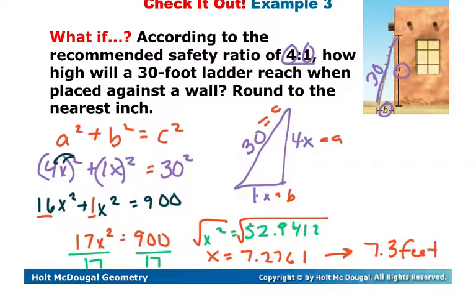How high will a 30-foot ladder reach? But, of course, this was supposed to be 4x. So we need to multiply by 4 in order to solve the problem. So 7.3 feet times 4 to see the height. I don't know why I used an old school multiplication symbol. Alright, and so 7.3 times 4 means that the height on the wall is 29.2 feet.